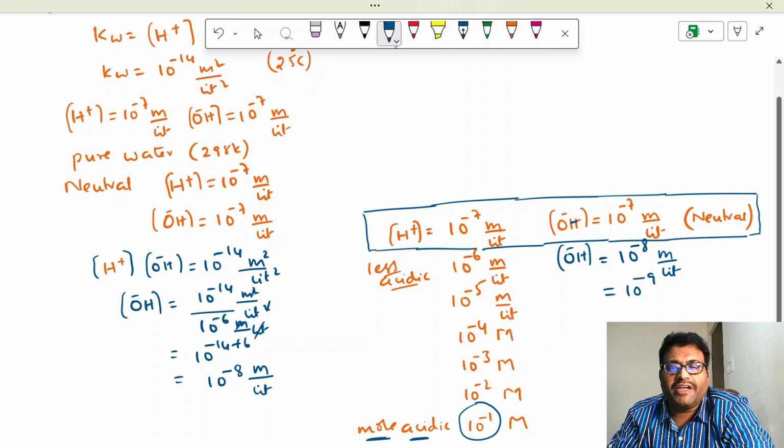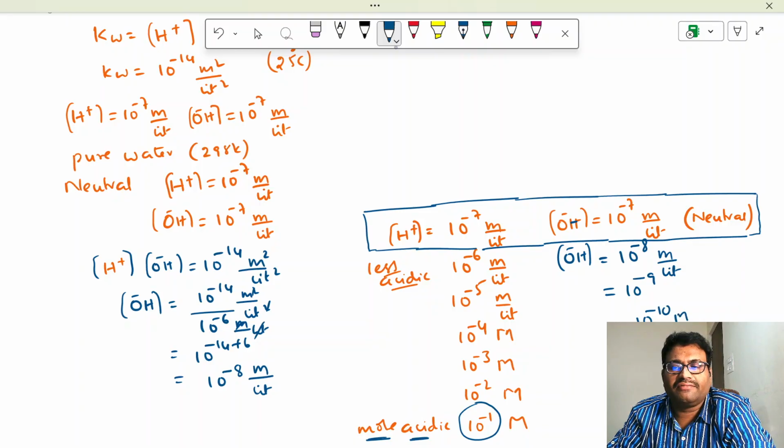Now 10 power minus 4, then what will be OH minus? 10 power minus 10 molar. 10 power minus 3 means 10 power minus 11 molar OH minus ion concentration. Here 10 power minus 2 H plus ion concentration means this will be 10 power minus 12. So 10 power minus 12 into 10 power minus 2 gives you 10 power minus 14.